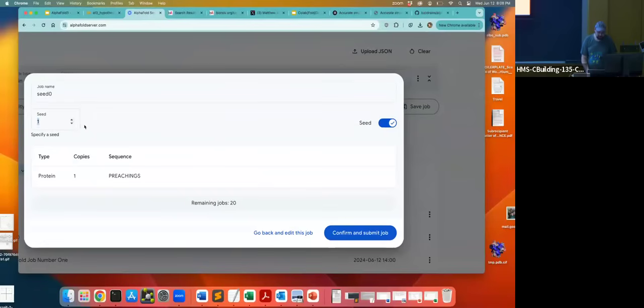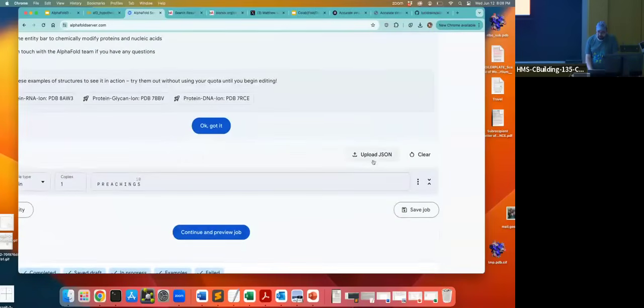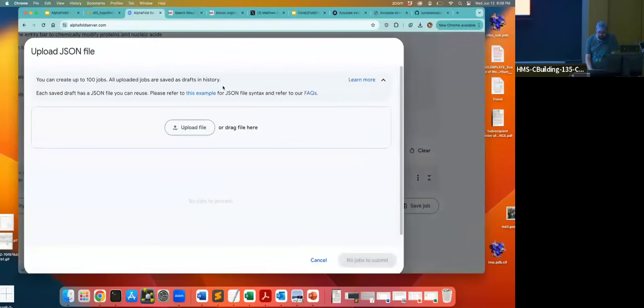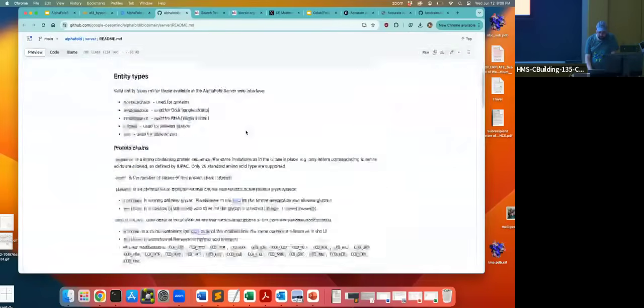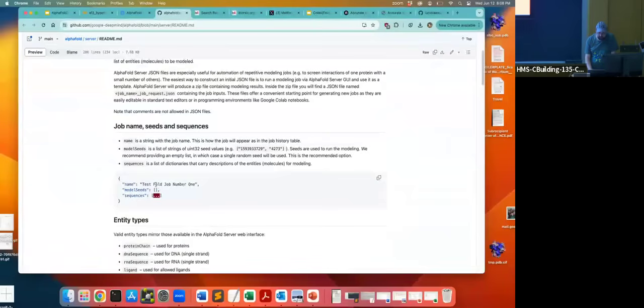It looks like the smallest seed is 1. So you can iterate these seeds and submit the jobs 20 times. If you don't want to do these things by hand, there's an option to upload a JSON file, and there's pretty good documentation here. You can create a file with lots of seeds, and it will automatically submit all those jobs with all those seeds for you. So if AlphaFold's not giving you a good prediction, you just keep running.